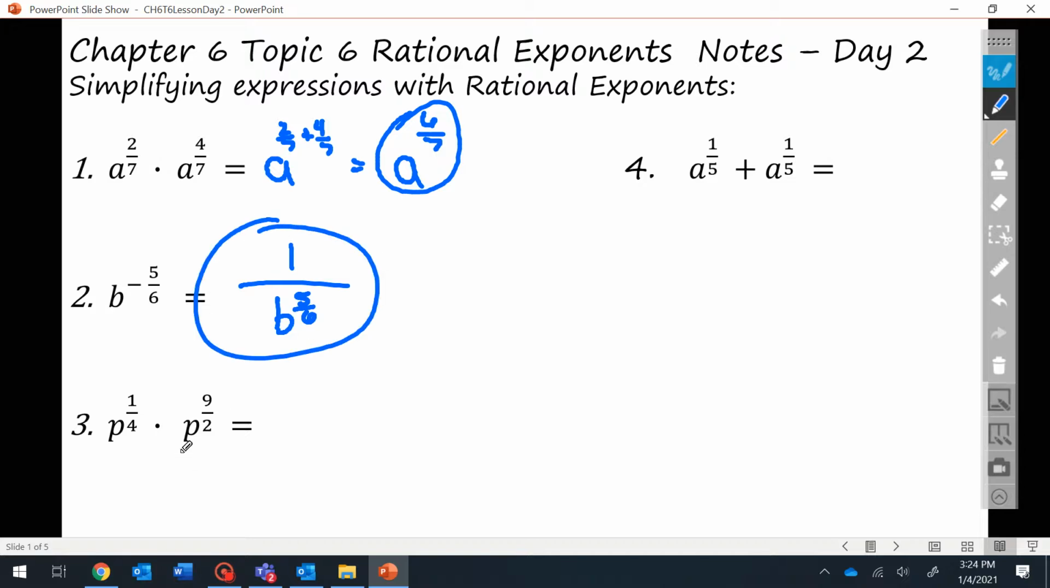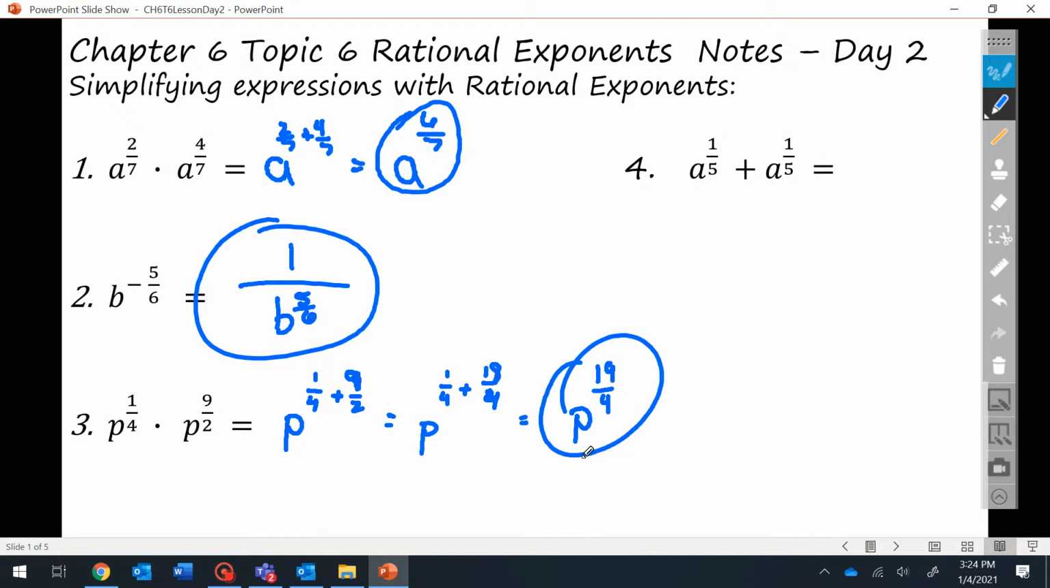Number 3, same thing, I have to add these. So the exponents get added, 1/4 plus 9/2. Remember, you can only add them if they have a common denominator. So I will have to change the denominator so that they both have a denominator of 4. So this would be 1/4 plus 18/4. Just multiply them both by 2, 9 times 2 and 2 times 2. So that's going to give me 19/4 as my exponent. So p to the 19/4.